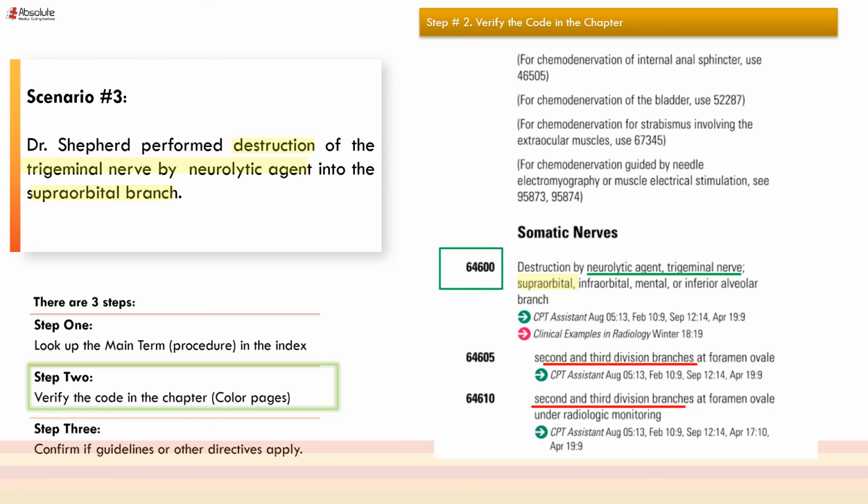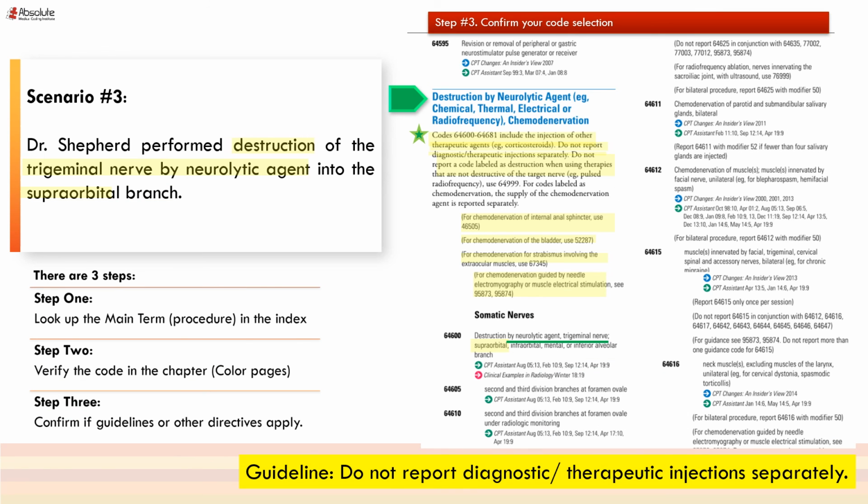So before we go ahead and confirm and decide, we have to follow through with our final step. We're going to confirm if there are guidelines or other directives that apply. So now that we're on the final step, we're basically confirming our code selection to see if there are guidelines or other directives that apply. And if you look at your CPT manual, under destruction by neurolytic agent, that's what we're coding for. So we have to make sure that we read this.